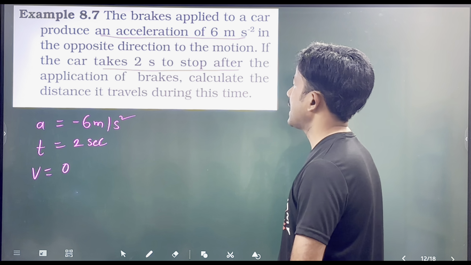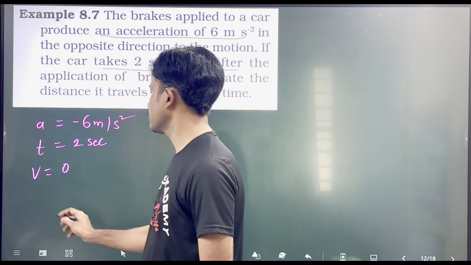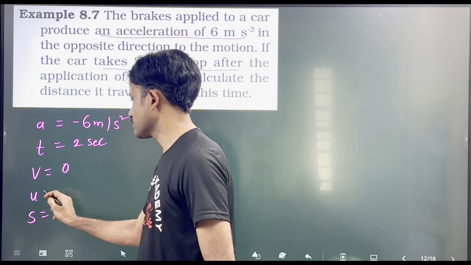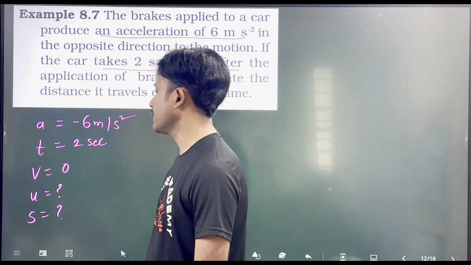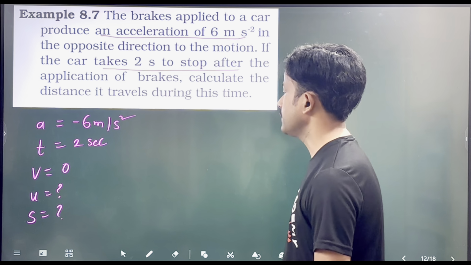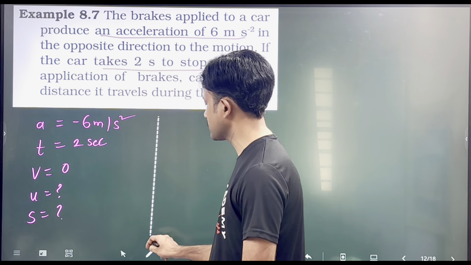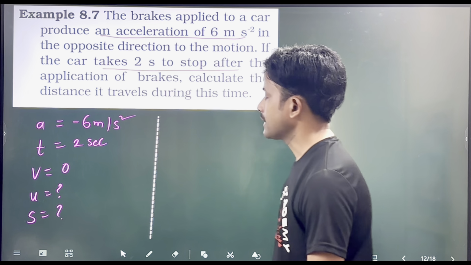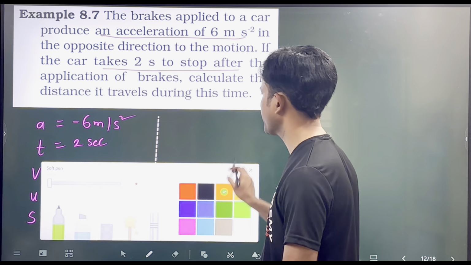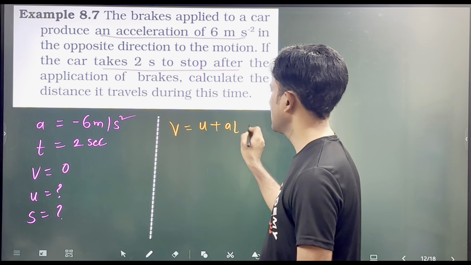So calculate the distance it travels during this time. You have to find the distance, but before that you find the u also. After finding u only, we can find the s. So find the u value by using the acceleration formula, otherwise use the direct formula, v equal to u plus at. Use this formula, v equal to u plus at.